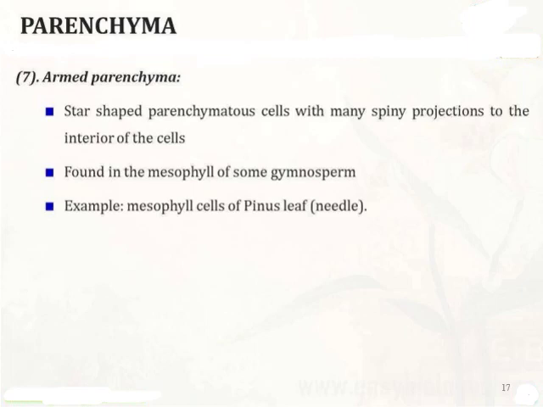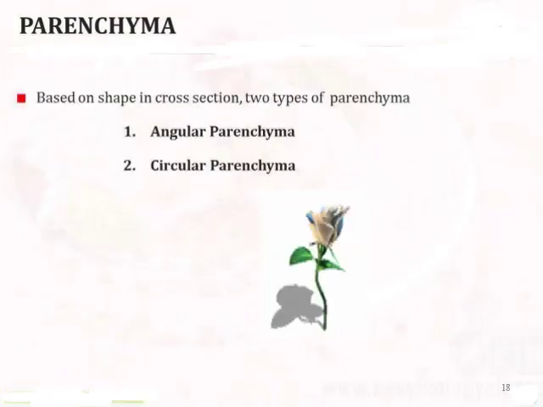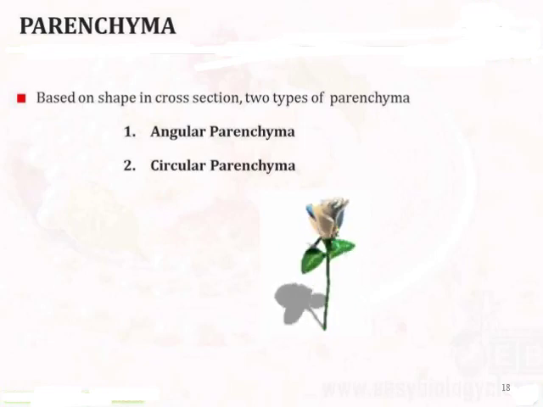And here we have the example of pinus leaf, in which the mesophyll cells are parenchymatous cells that are present in pinus leaf as armed parenchyma. So on the basis of their shape in cross section, we classify the parenchyma into two types. One is angular parenchyma and the second one is circular parenchyma.